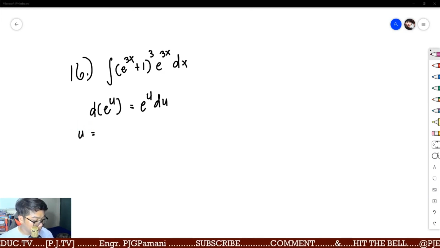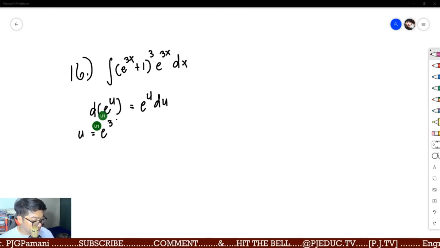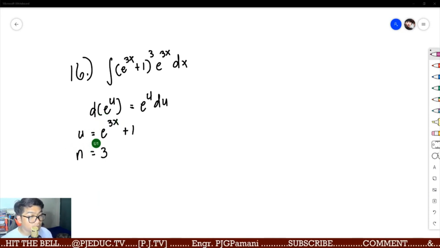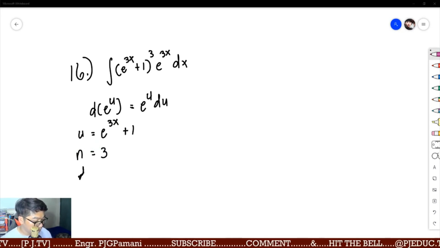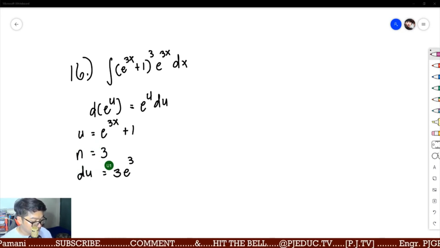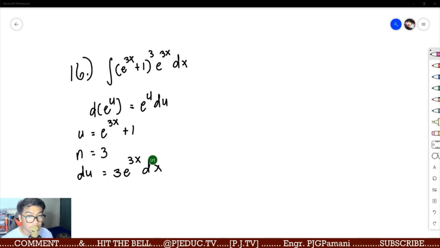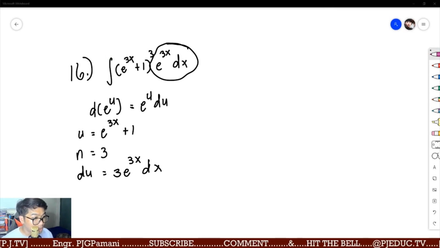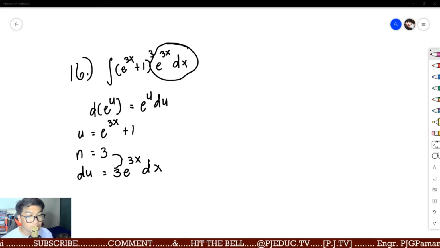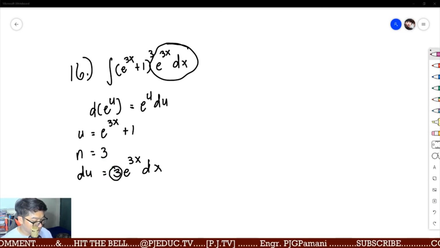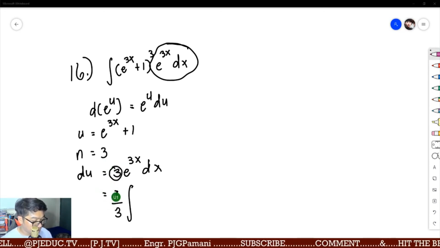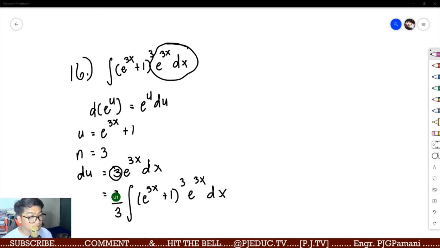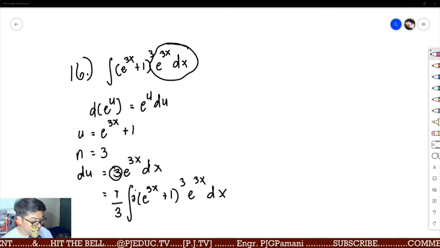Kunin natin si u, which is e raised to 3x plus 1. Tama? Where our n is 3, yung exponent ng term. Differentiating u gives us 3e raised to 3x dx. And in our integrand, meron na tayong e raised to 3x dx, but wala yung ating constant na 3. So, we'll need to introduce a correcting factor of 1/3. So, 1/3 integral of (e raised to 3x plus 1) raised to 3 of e raised to 3x dx. So, makakancel na ito.